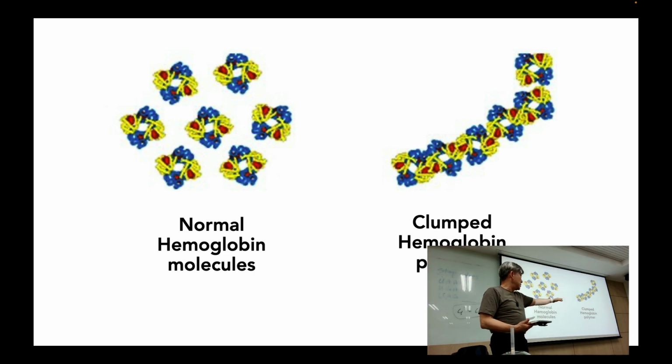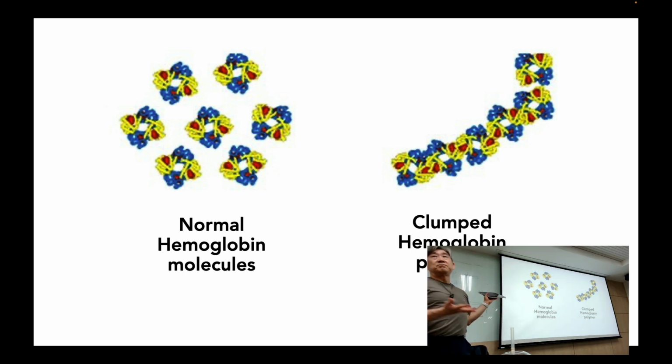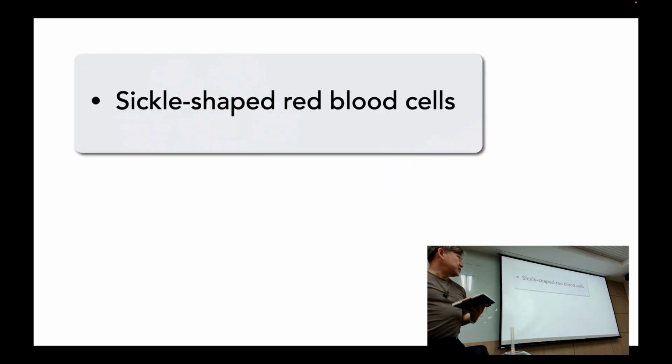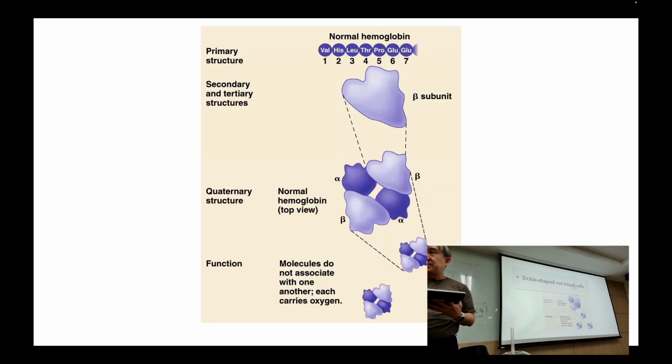So this normal versus clumped hemoglobin polymer makes a big difference in appearance. It results in a sickle-shaped red blood cell instead of the roundish red blood cell.